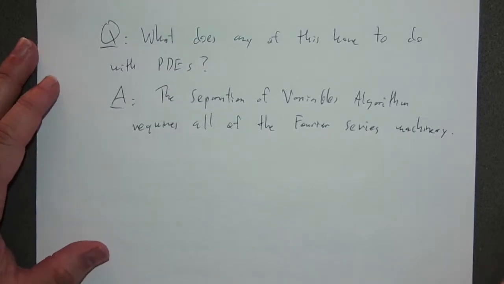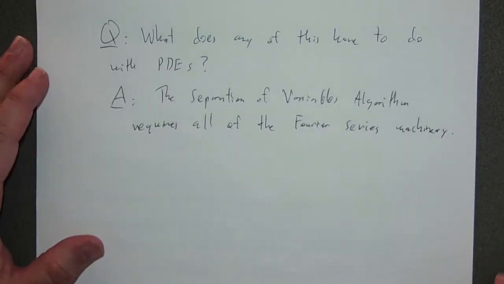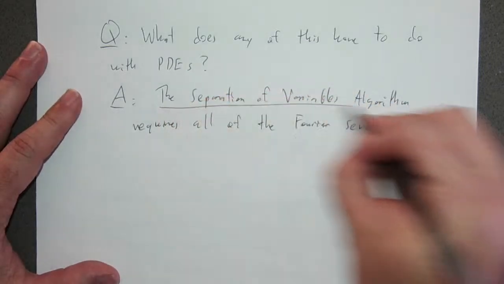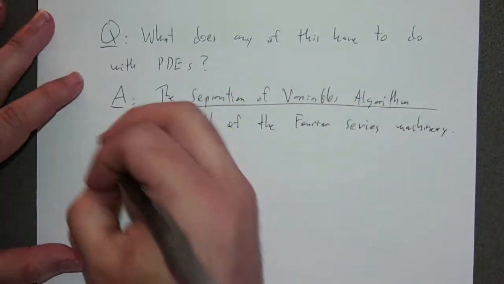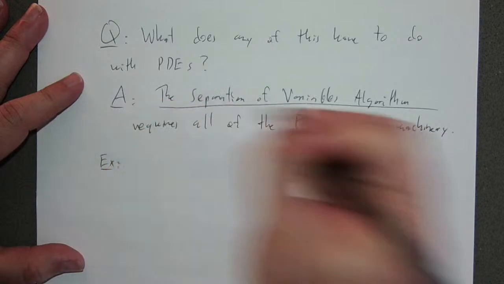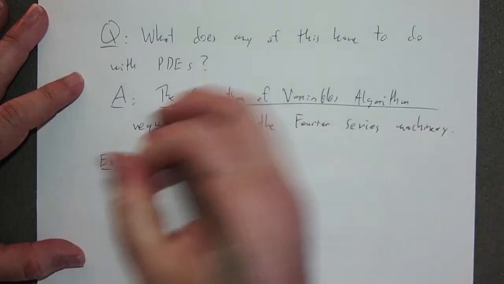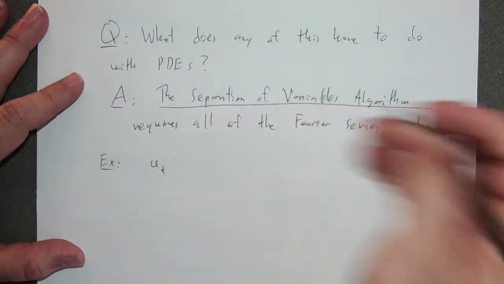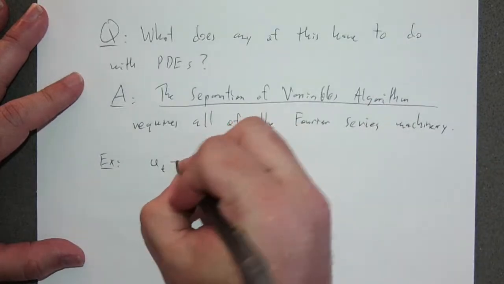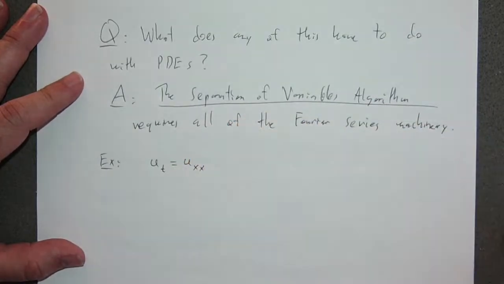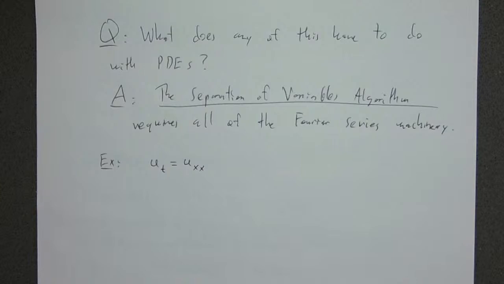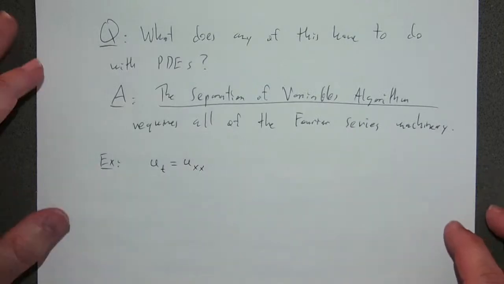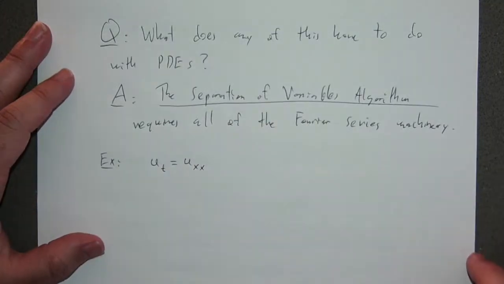So okay, what does this have to do with PDEs? It's the separation of variables algorithm. Let's see a very, very quick example here. So I mentioned this thing previously. I'm going to just write this as u sub t equals u sub xx. Now I'm not going to give any boundary conditions or anything. I'm just going to write it like this.